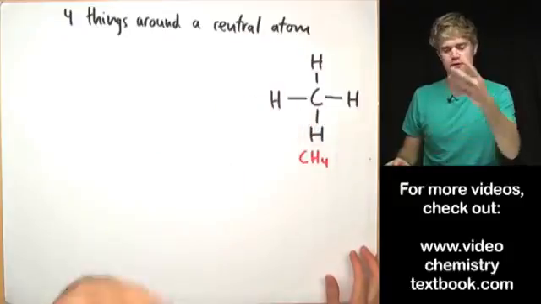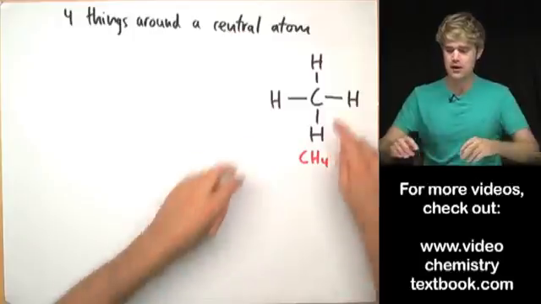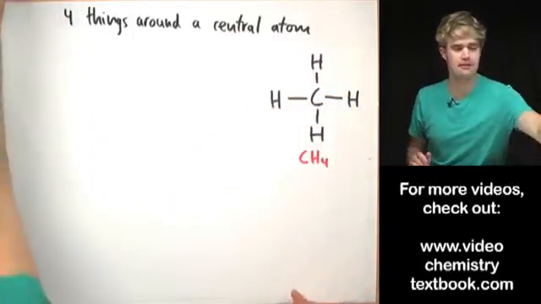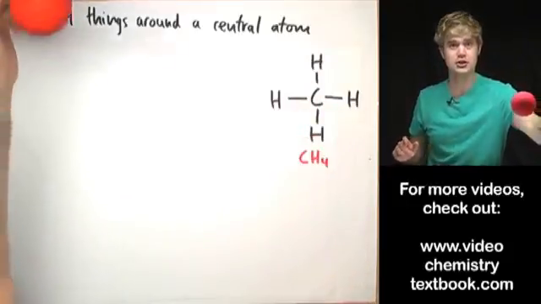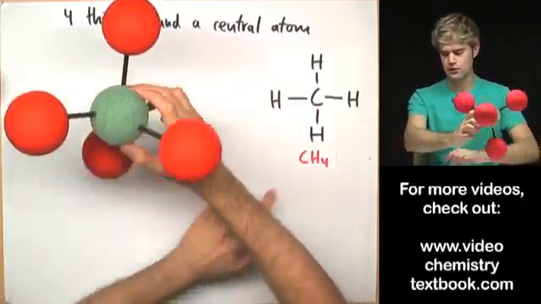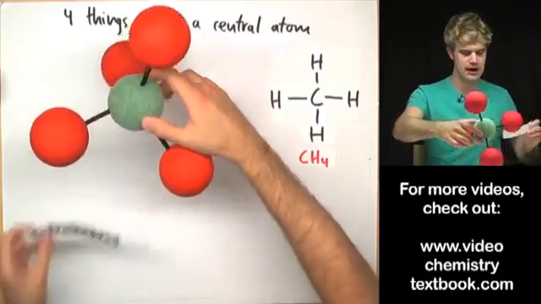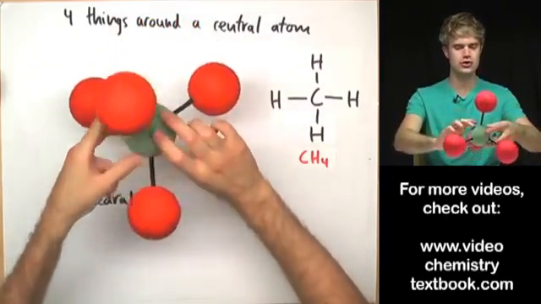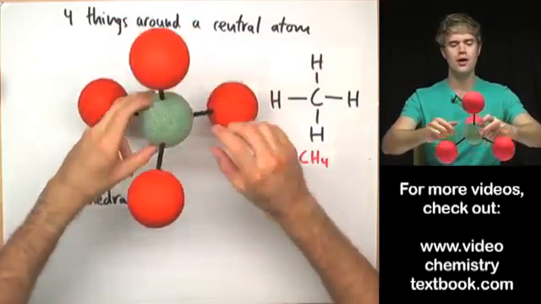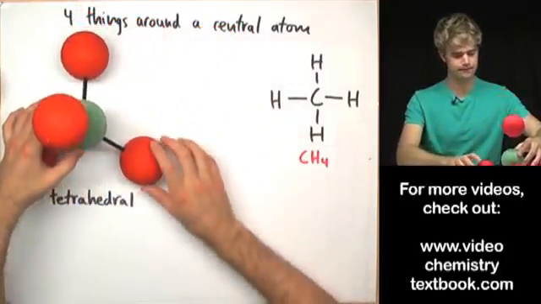CH4 here has 4 things around a central atom, and they are all bonds to other atoms. So each of these bonds contain a pair of shared electrons, and that means that the bonds all want to push against each other and be as far from each other as possible. This molecule, CH4, is going to have this shape in 3 dimensions, okay? This is called a tetrahedral shape, and it's how you arrange 4 bonds as far away from each other in 3D as possible, okay? Tetrahedral.